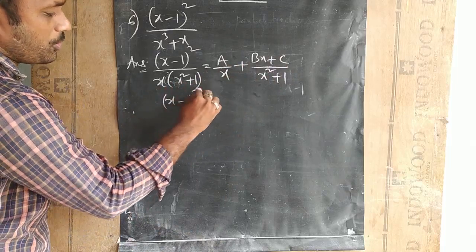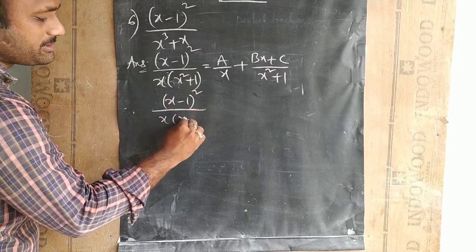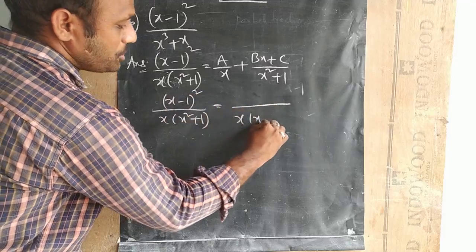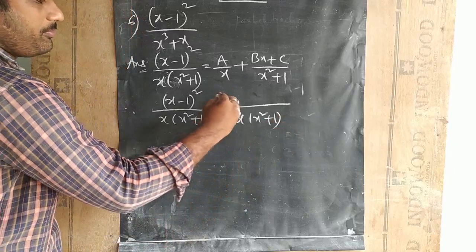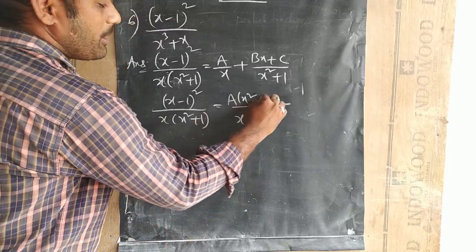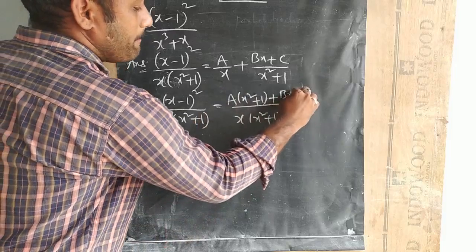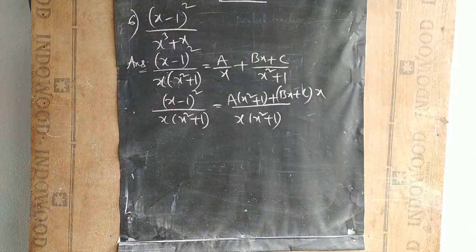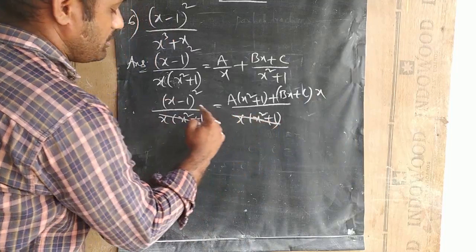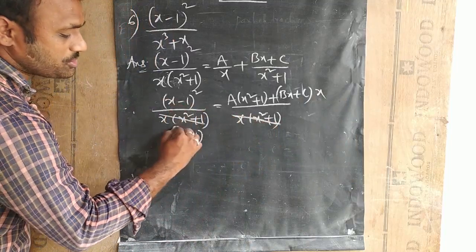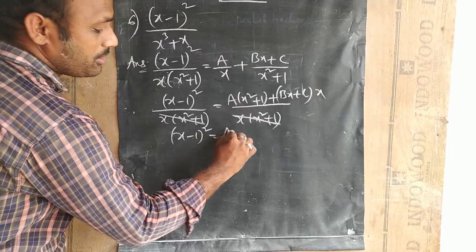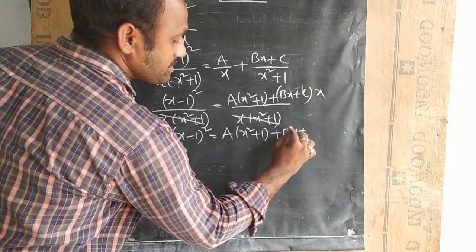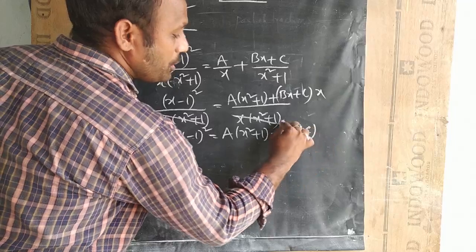X minus 1 whole square divided by x into x square plus 1 is equal to, the LCM is x into x square plus 1. So a into x square plus 1 plus bx plus c into x. These two get cancelled. So what is left for us? X minus 1 whole square is equal to a into x square plus 1 plus bx plus c into x.